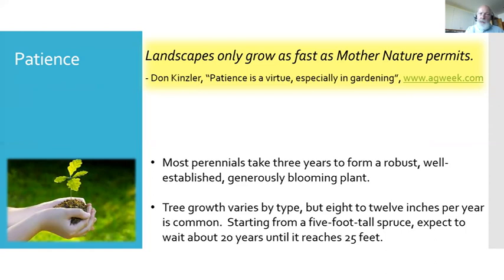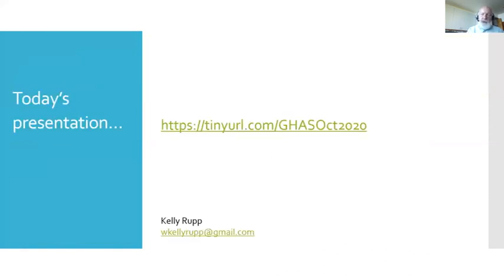And you see that comment: most perennials take 3 years to form a robust, well-established plant. So be patient and think over the course of years with respect to your plant life.